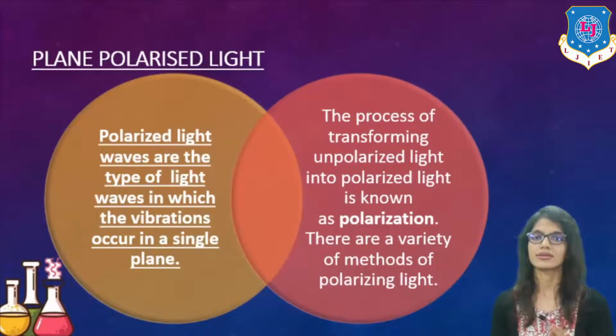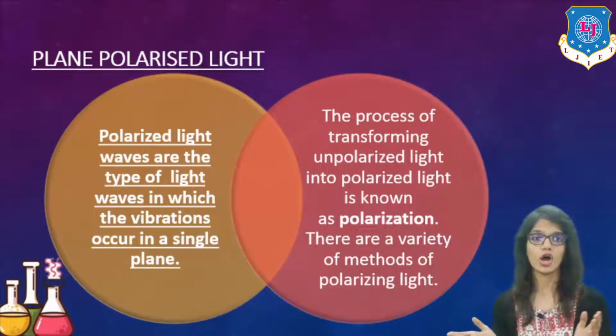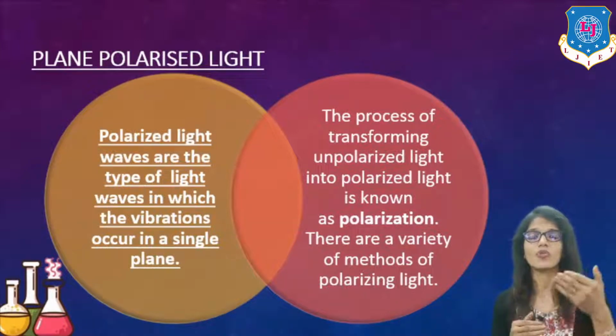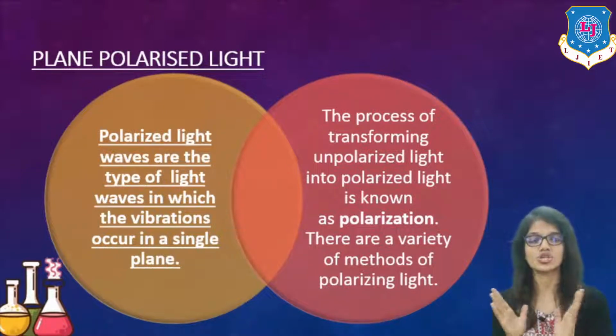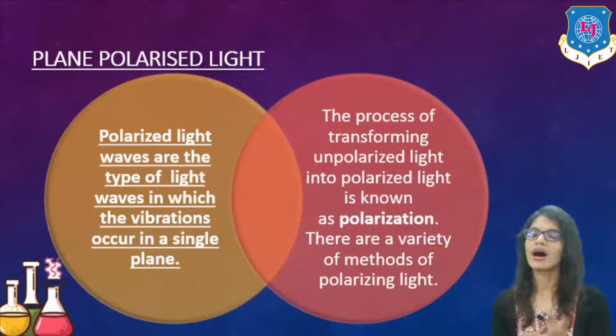The light which we observe, or which is present nearby us, is non-polarized or unpolarized light. What is the meaning of this? What do you understand by non-polarized or unpolarized light? The light whose vibrations, the light wave vibrations, are in each and every direction is known as unpolarized or non-polarized light.